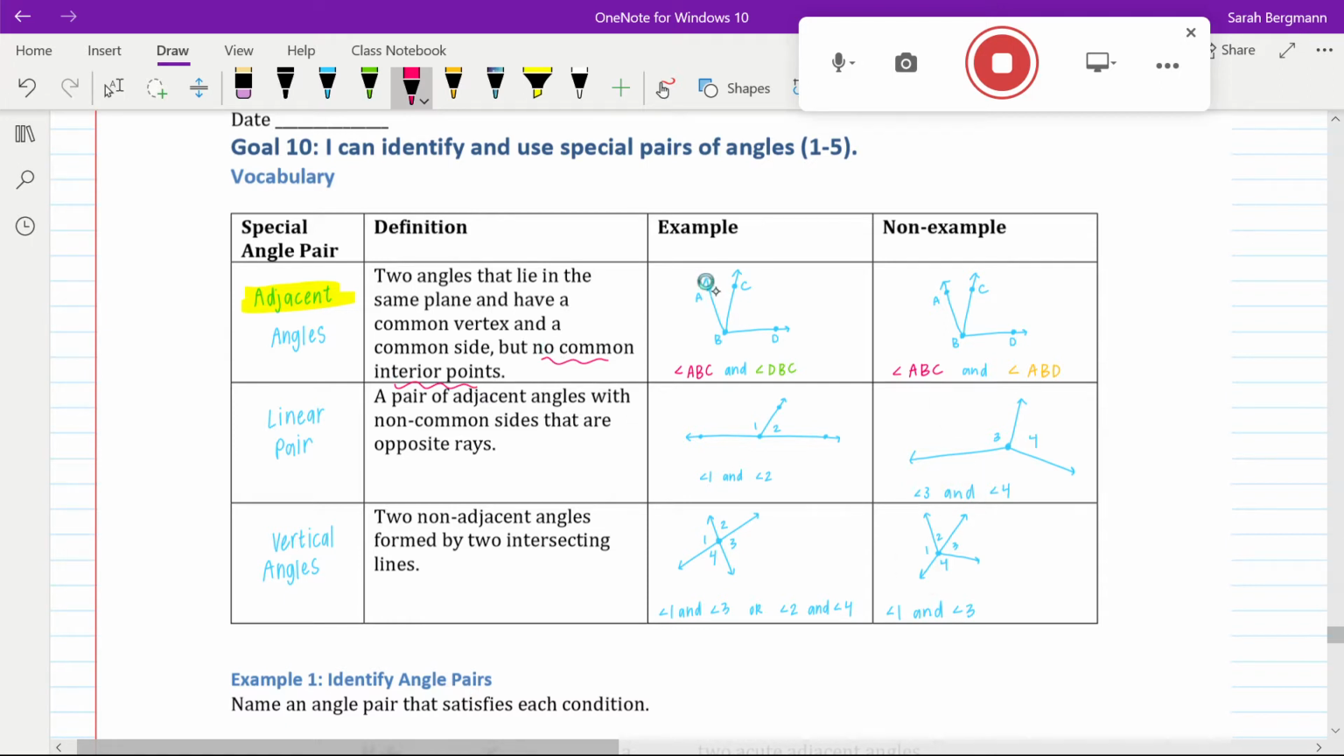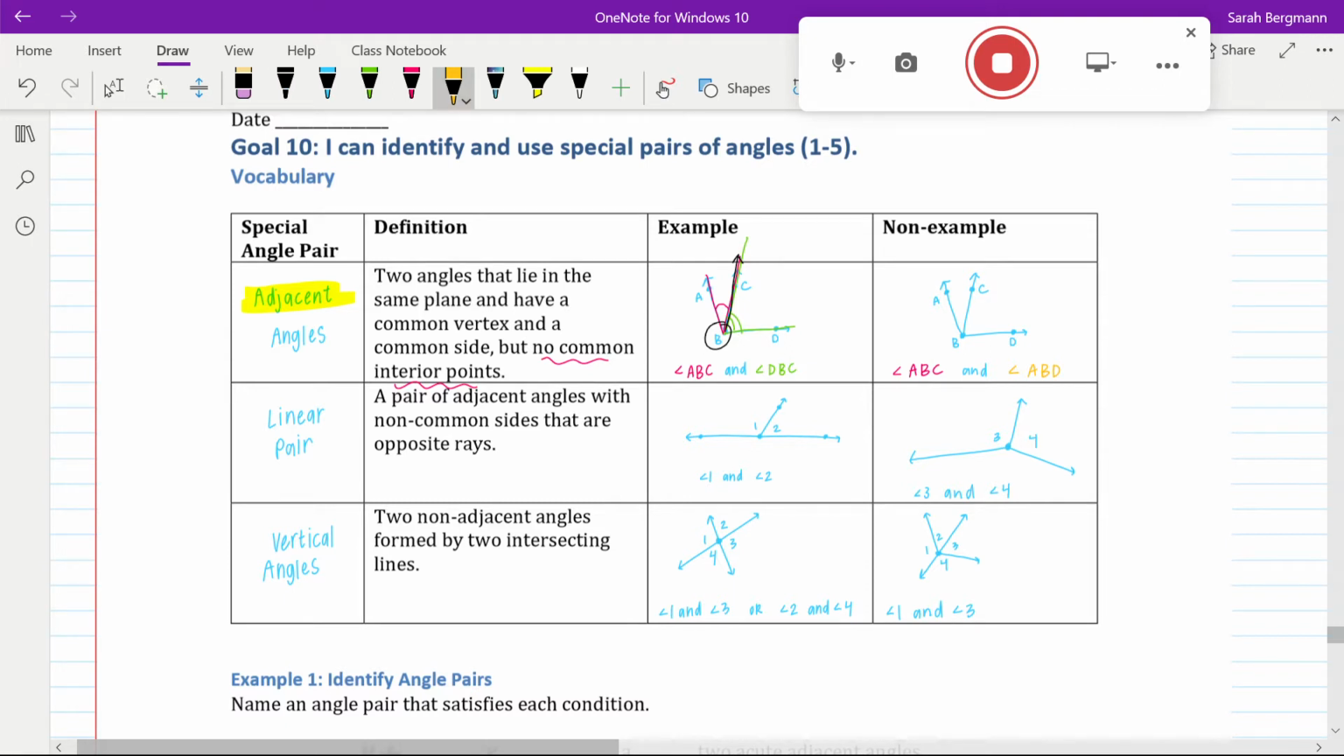So for example, we have angle ABC and angle DBC. These 2 angles share the vertex point B, and they do not share any interior points. They share the common side, ray BC.